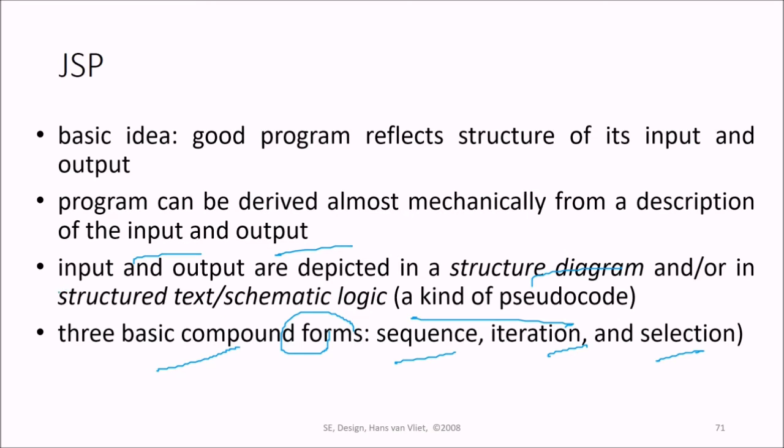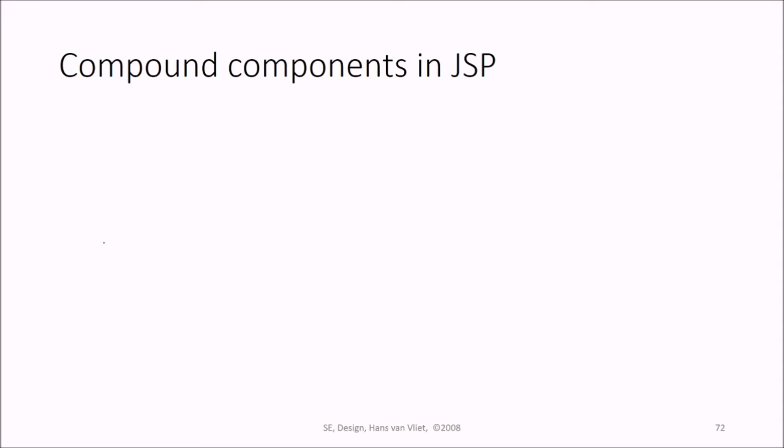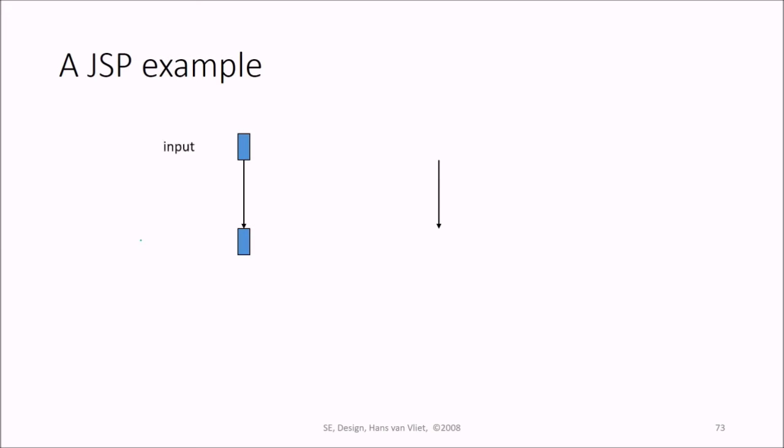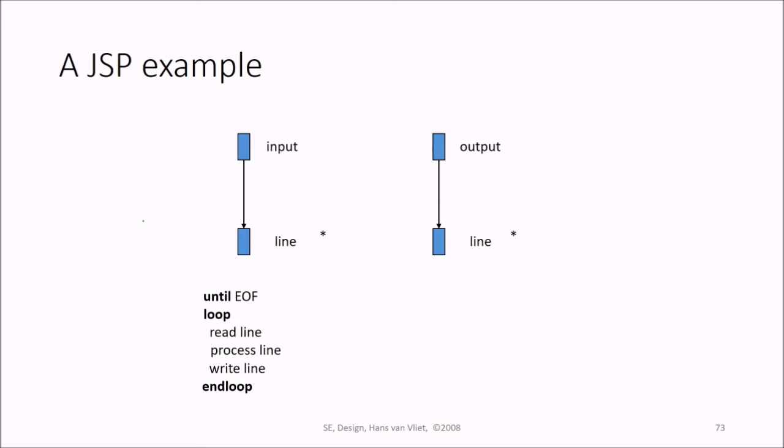These are the basic compound forms, right? Three basic compound forms are sequence, iteration, and selection. So these compound components in JSP, this is the sequence, this is the iteration, this is the selection. A JSP example would be, this is the input and this is the output. So until EOF, this is a pseudocode: until EOF, read loop, read line, process line, write line, end loop.